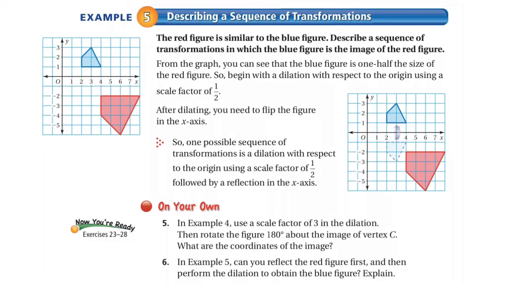In example 5, describing a sequence of transformations. So, the red figure is similar to the blue figure. Describe a sequence of transformations in which the blue figure is the image of the red figure. From the graph, you can see that the blue figure is 1/2 the size of the red figure. So begin with a dilation with respect to the origin using a scale factor of 1/2. After dilating, you will need to flip the figure in the x-axis. So one possible sequence of transformations is a dilation with respect to the origin using a scale factor of 1/2, followed by a reflection in the x-axis.